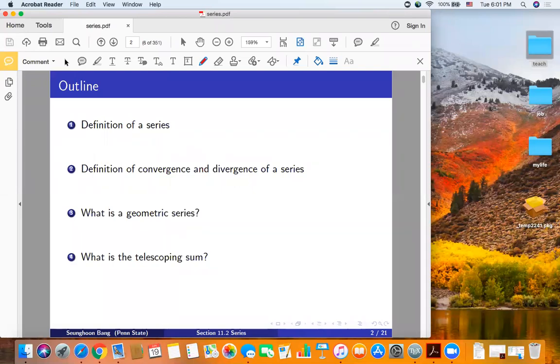Fourth, what is the telescoping sum? The last one is, what is the test for divergence? Today, I want to talk about these 5 things. We can start with the definition of a series.